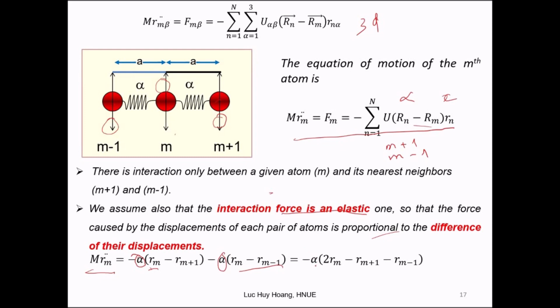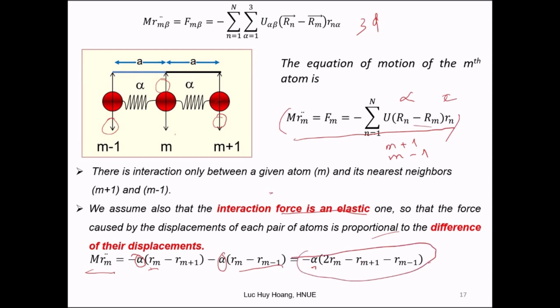It's the force constant. Okay, and then we have alpha minus alpha with 2 Rm, Rm plus 1 and Rm minus 1. Remember, R is the displacement of the atom from equilibrium position. Okay, for atom M plus 1 and M minus 1. So this equation we can expand from the general equation to become this.